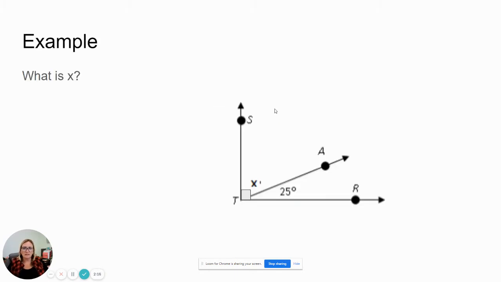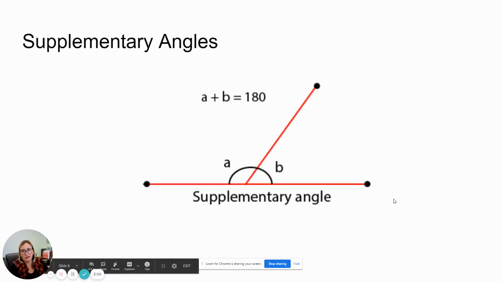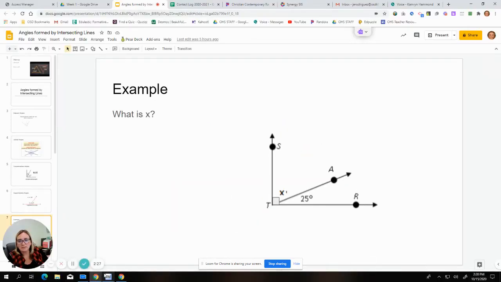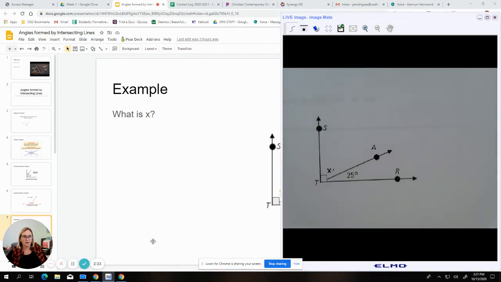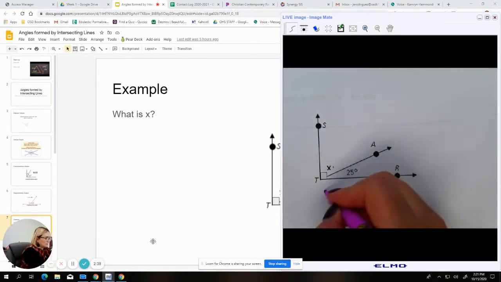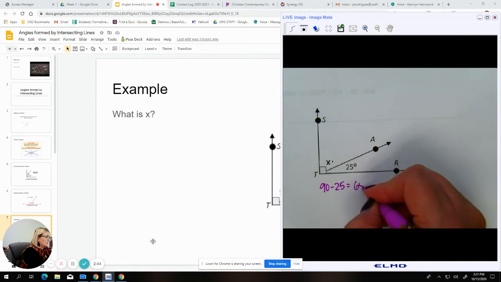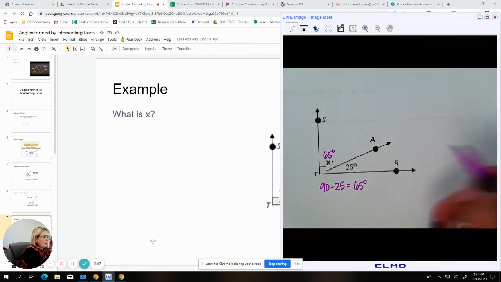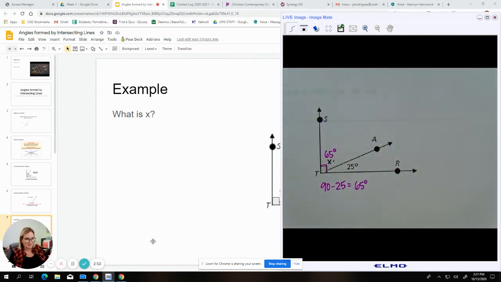So if we look at this example, we have a 90-degree angle. Because we have a 90-degree angle, we know that we're going to be dealing with complementary angles. I'm actually going to pull up my screen. Okay, if we're looking at this diagram right here, we know that it has to be equal to 90. So to find X, we would take 90 minus 25, and we would find that this angle right here needs to be 65 in order for 65 plus 25 to be equal to 90. That is a complementary angle.